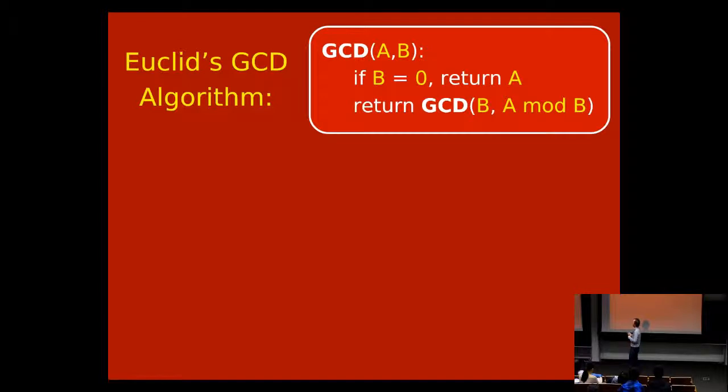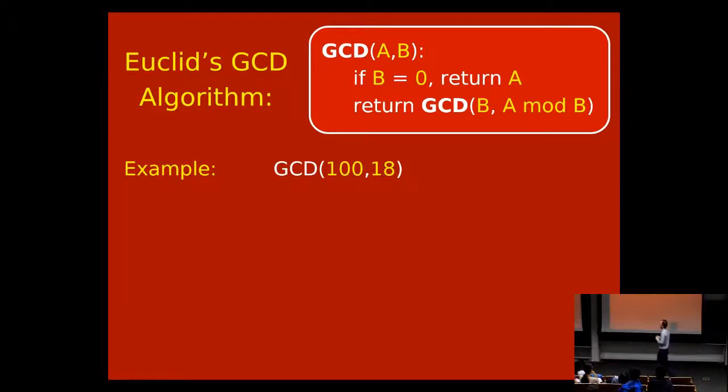If you're computing the GCD of A and B, just assume that A is bigger than B. If not, you can switch them. If B is 0, then we're done. The answer of GCD of A and 0 is A. Otherwise, we'll do GCD of B and A mod B. OK, and A mod B is legal because B is not 0.